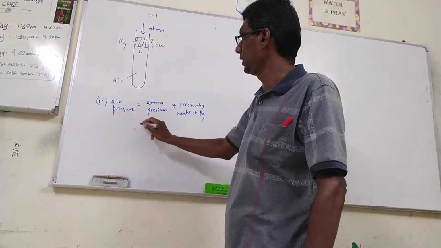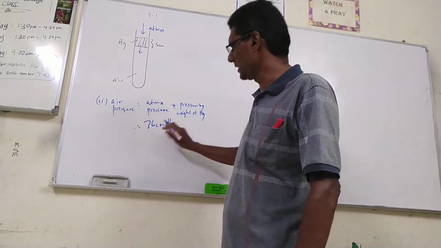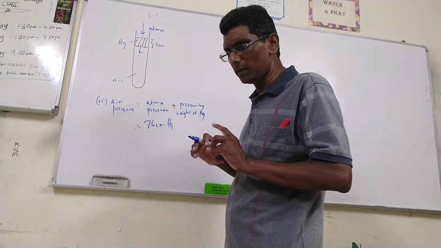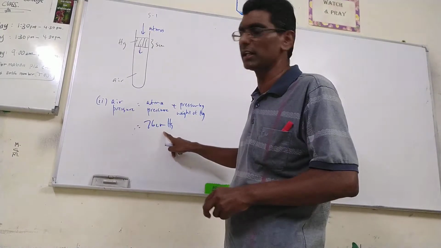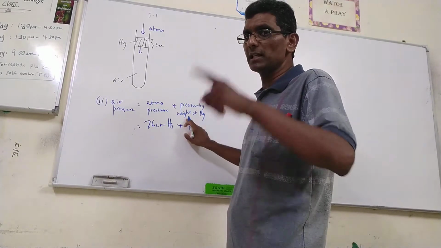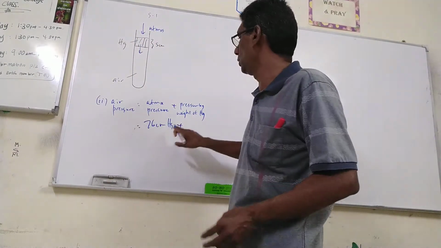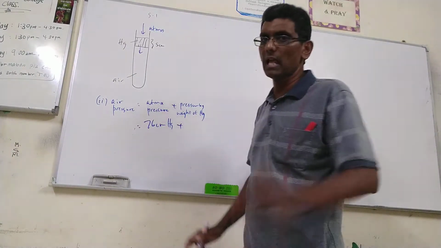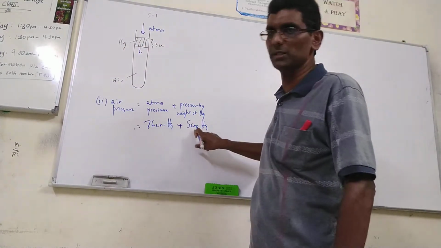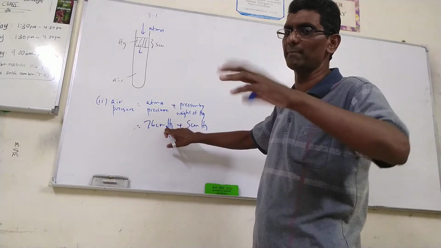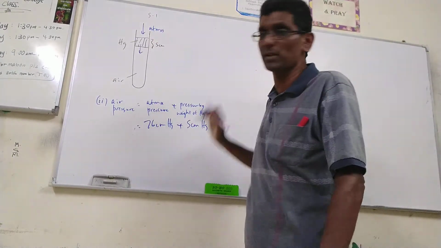What is the atmospheric pressure? According to this question, they give the value 76 cmHg. This is another unit of pressure; normally the unit is Pascal, but centimeter Hg is also a unit for pressure. The pressure by the weight of the mercury: because the given value is in mercury, the height of the mercury is considered the pressure. So it is 5 cmHg, since the 5 cm height of the mercury is considered pressure. So what is the answer?